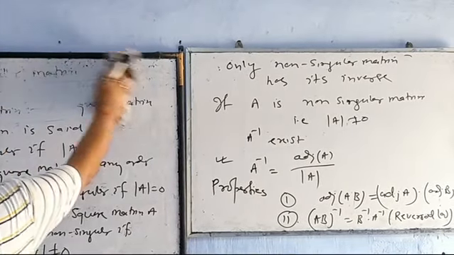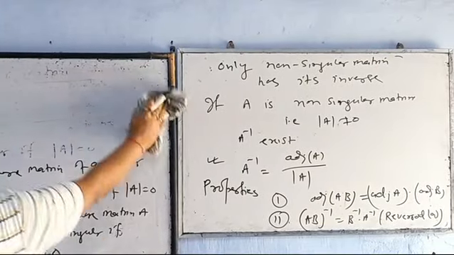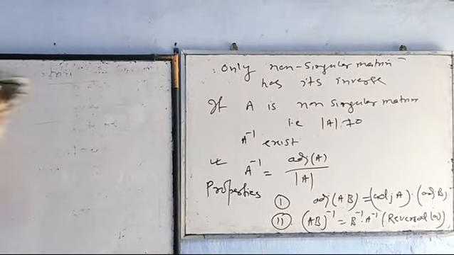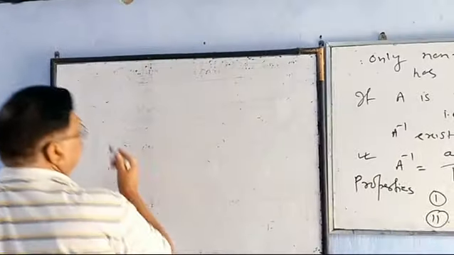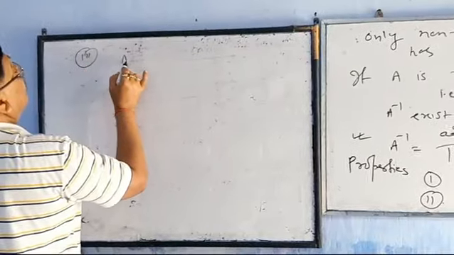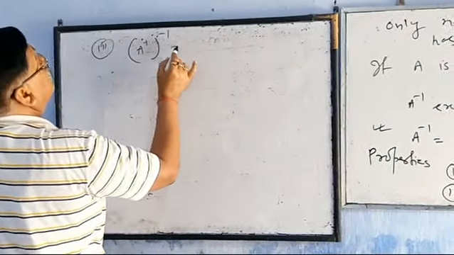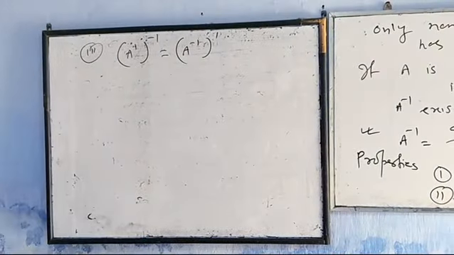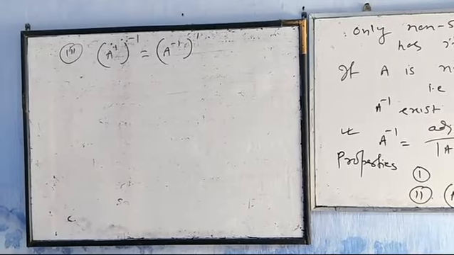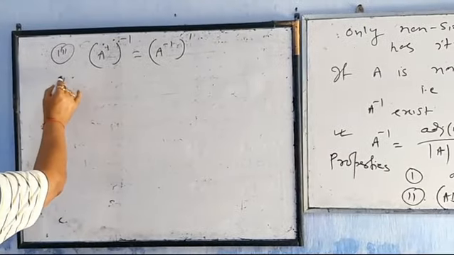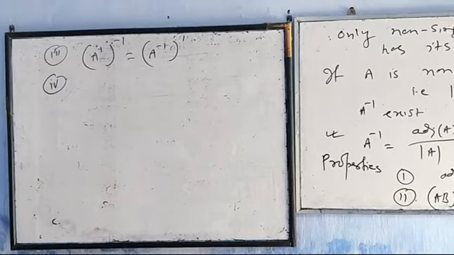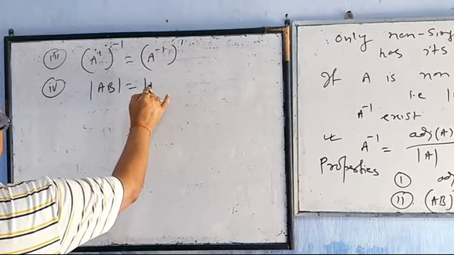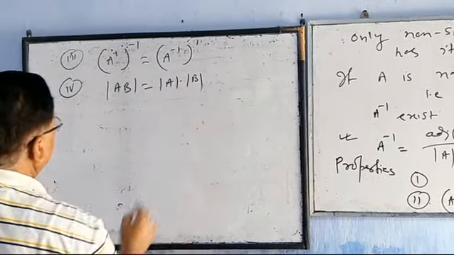Third property: inverse of A transpose is equal to transpose of A inverse. Student, A transpose inverse is equal to A inverse transpose. Fourth property: determinant of AB is equal to determinant A into determinant B.